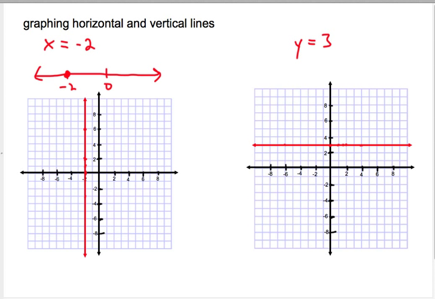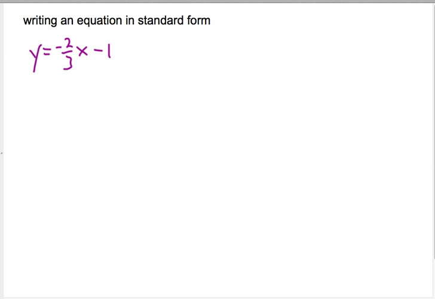Sometimes we are given an equation in a different form. For instance, this one. Take a guess before I tell you what form this is in. This equation is in slope-intercept form, and we need to write it in standard form. Now remember, I wrote this on the first page. Standard form is ax plus by equals c. What I didn't say is that a, b, and c are going to be integers.